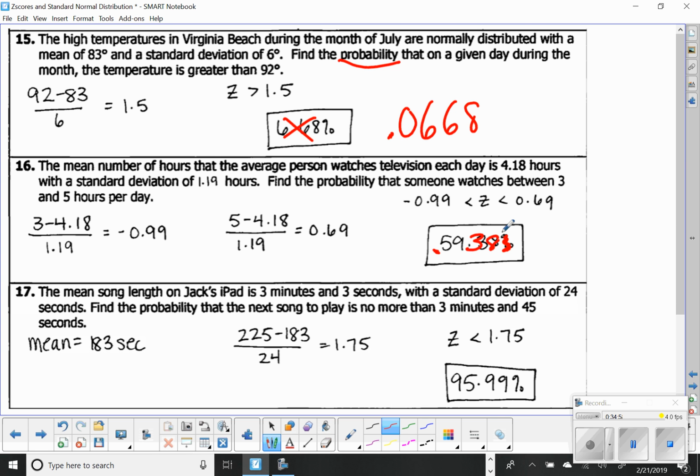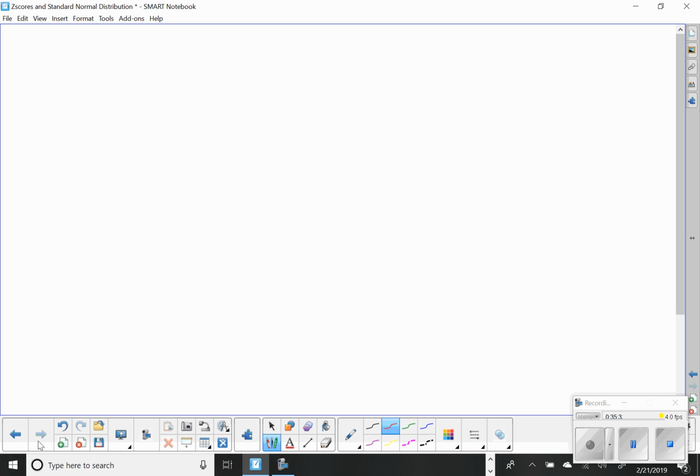The mean song length of Jack's iPad, the probability, again, that's between 0 and 1, should be 0.9599. Okay? That's it. Again, if any of this asks the percentage of songs that are no more than 3 minutes and 45 seconds, basically less than that, you would then say it's 95.99%. But you would not give that as probability. All right? That is all. You're done.